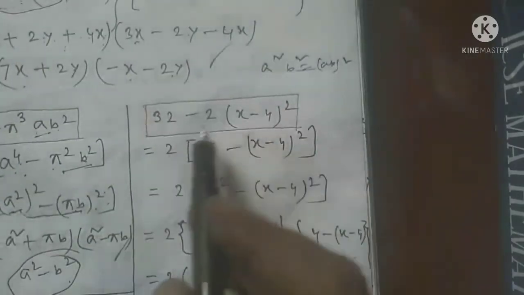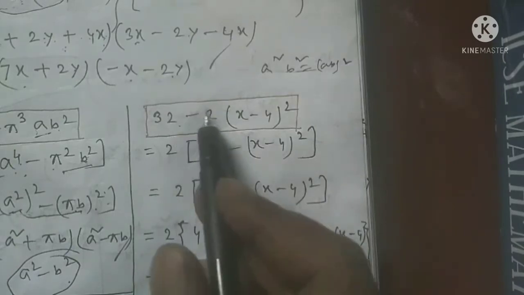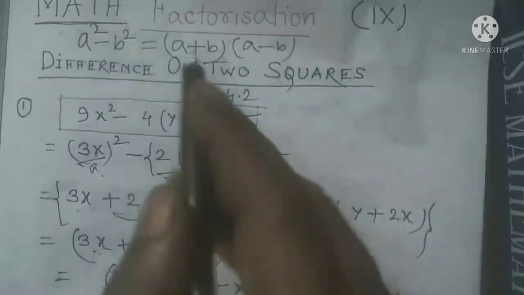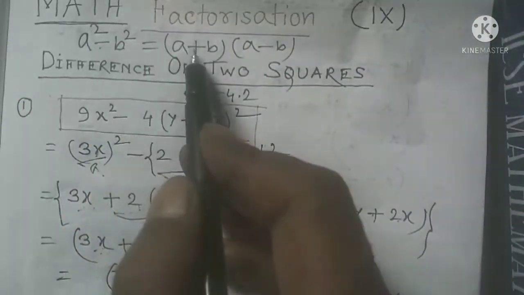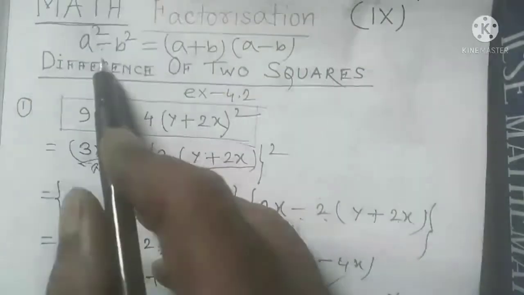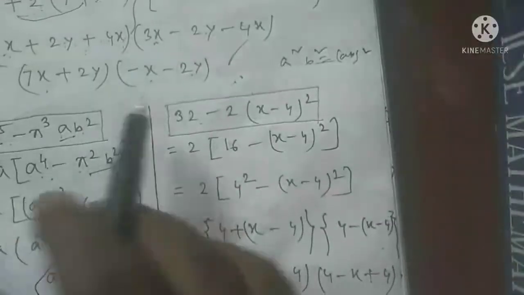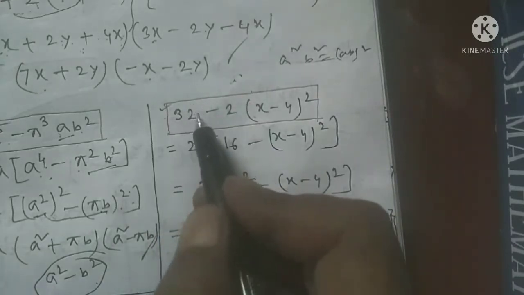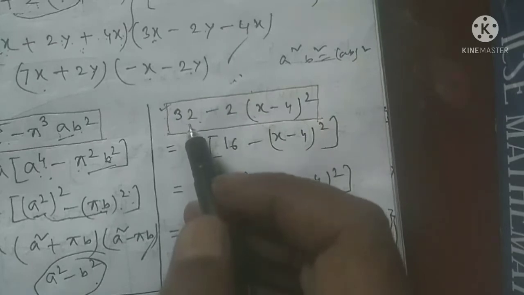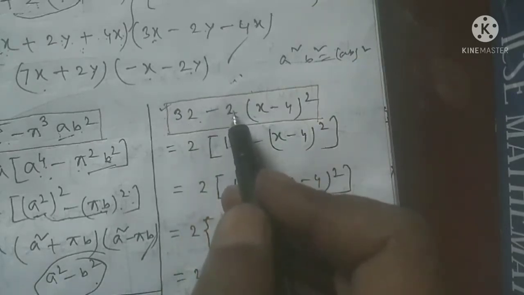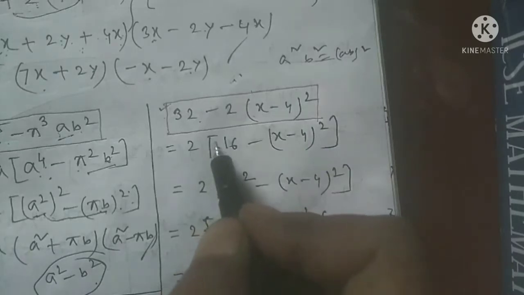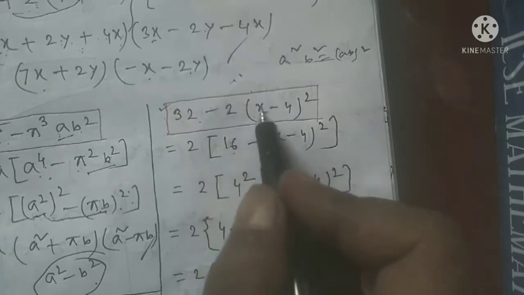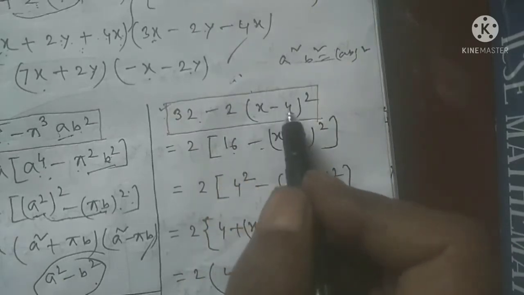Okay, so here is also 32 and 2. You never apply the formula a square minus b square here, because the a square minus b square formula is a plus b into a minus b, and this form can never be compared to this expression. So, my dear student, 32 is not a perfect square number. That's why you have to take common 2 from both terms. If you take common 2, then you get 16 minus, and what remains is x minus 4 whole square.